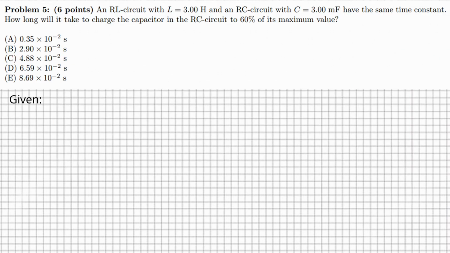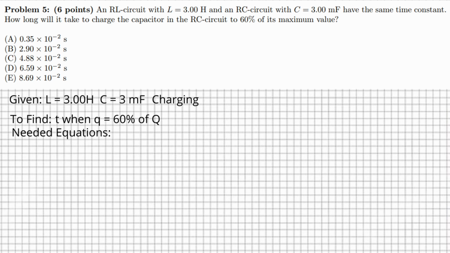From reading this question, what we can find out is that L equals 3 henries, the capacitance equals 3 microfarads, and that the capacitor is charging. We have to find the time until the charge of the capacitor is 60% of its initial, or maximum, charge. The needed equations are the time constant for the capacitor, the time constant for the inductor, and the charge equation. Let's proceed with the solution.